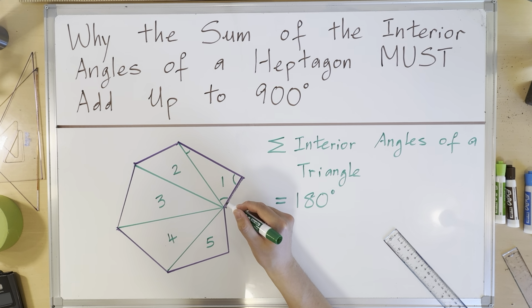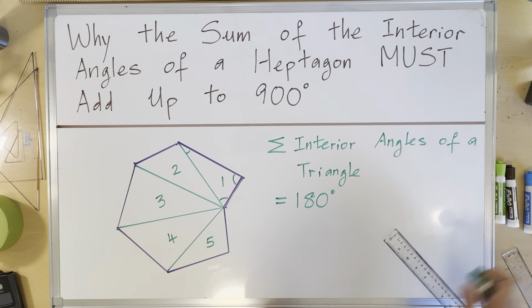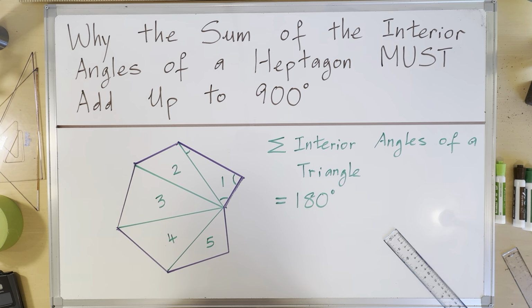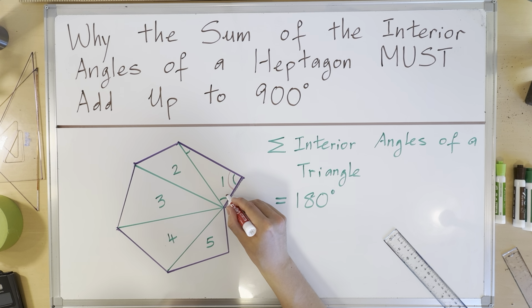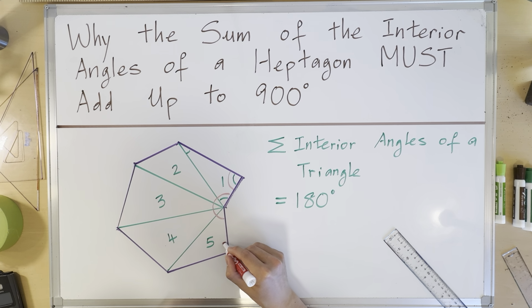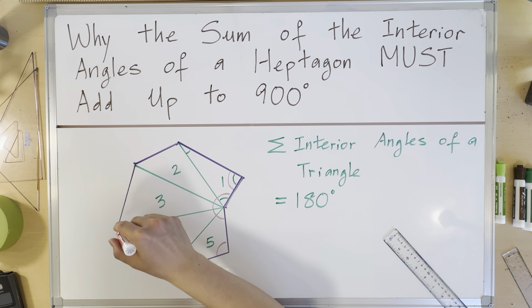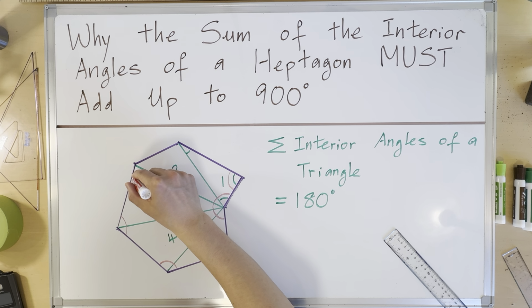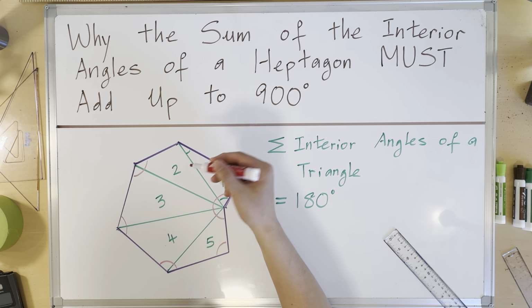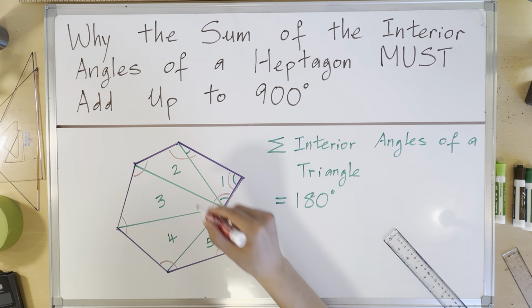So we've got one of the interior angles of the heptagon right here, a second one right here, a third one right here, a fourth one right here, a fifth one right here, a sixth angle right here, and last but not least, a seventh angle right here.